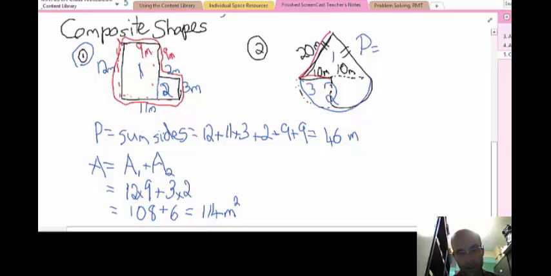1, 2, 3, 4, 5 parts. Notice how that double line, that double dashes, means that both of these slant heights of the triangle are 20 meters. Along here is 10. We can see that even though it's not drawn very well, this semicircle at the bottom has a diameter of, or radius of, 10 meters.